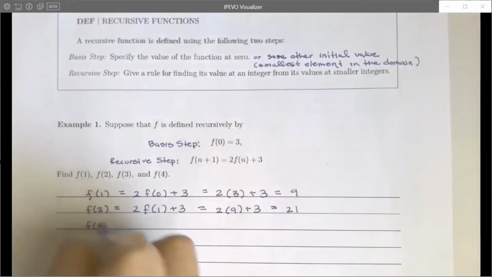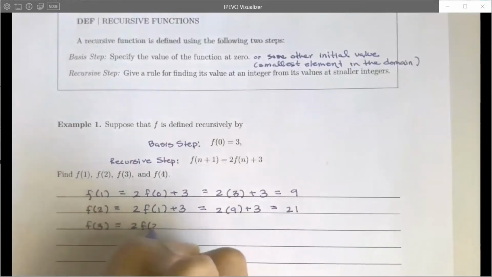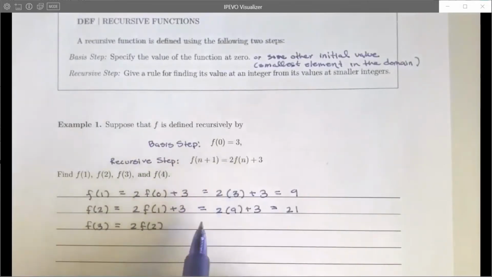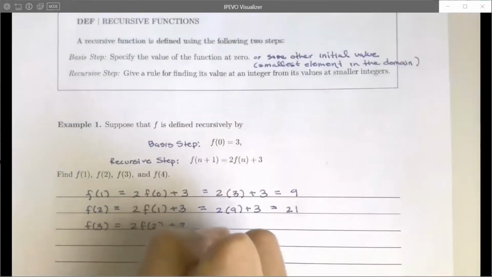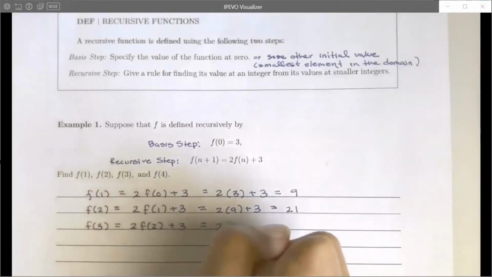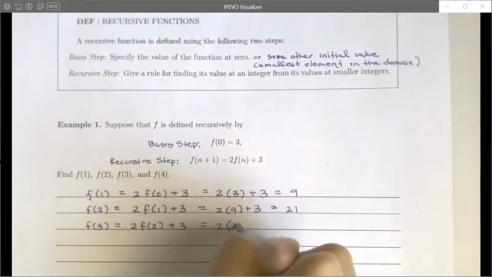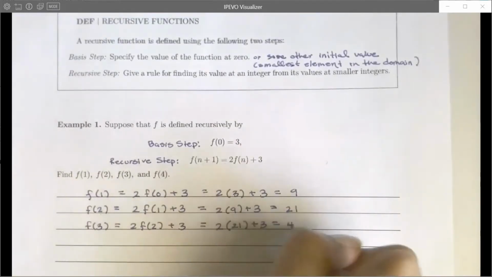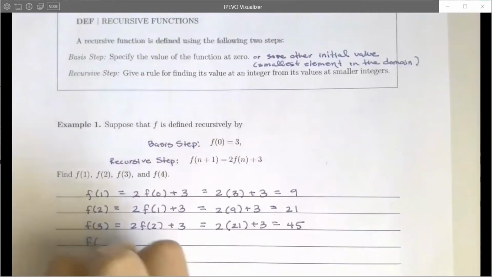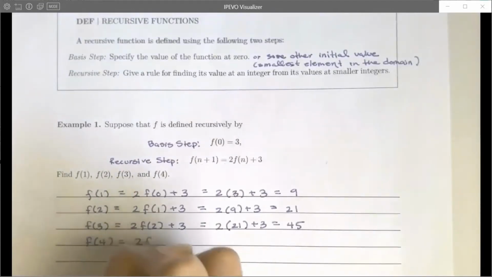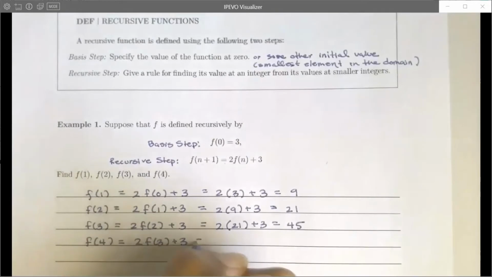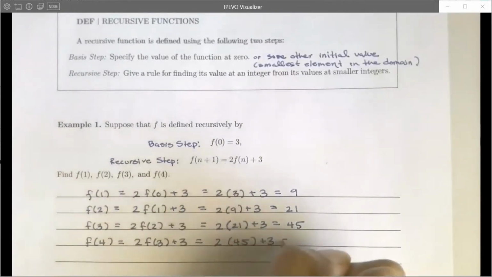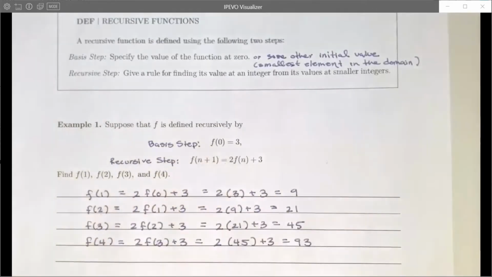f of 3 is going to be 2 times f of 2, because really it's just whatever integer you evaluated in the step before that. So it's going to be 2 times f of 2 plus 3. That is 2 times 21 plus 3. And so we get 42 plus 3, that's 45. And last one, f of 4, 2 times f of 3 plus 3. That's 2 times 45 plus 3. And that gives us a final answer of 93.